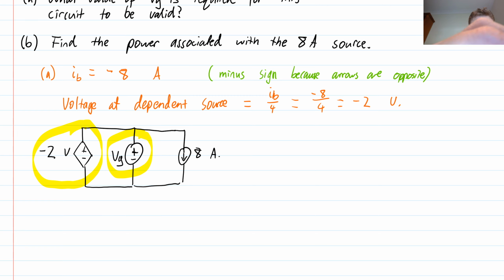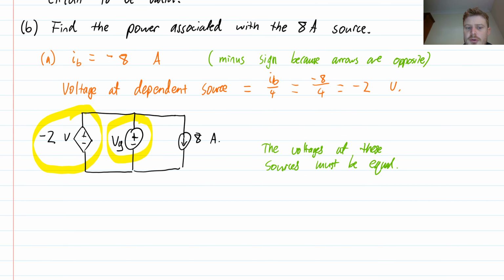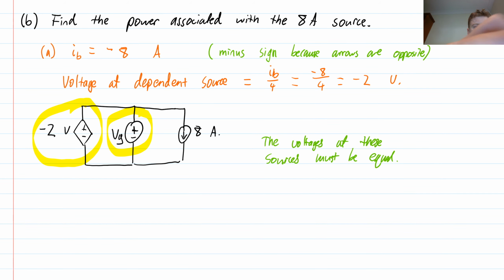So I'm looking at this and I'm thinking the voltages at these sources must be equal, or else I have a contradiction, right? Or else they fight each other. This only makes sense if they're equal. So therefore, I can conclude that VG is minus 2 volts.